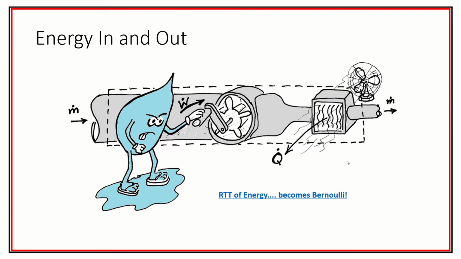So here is our cartoon for today. We show this control volume, where we have mass flowing in, and we're putting work, and I should say power, into the system, and we're removing heat from the system. So what we're really going to do is use Reynolds transport theorem applied to energy, and note that it becomes Bernoulli.